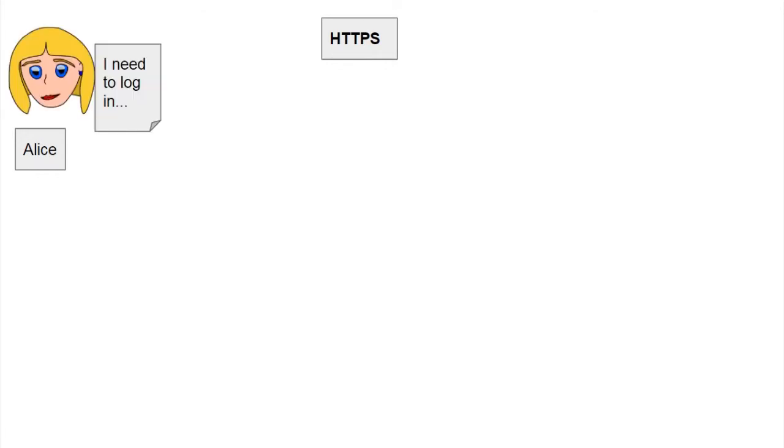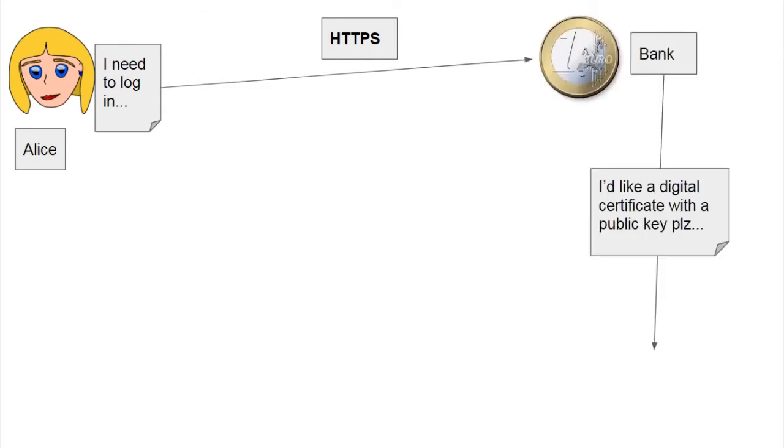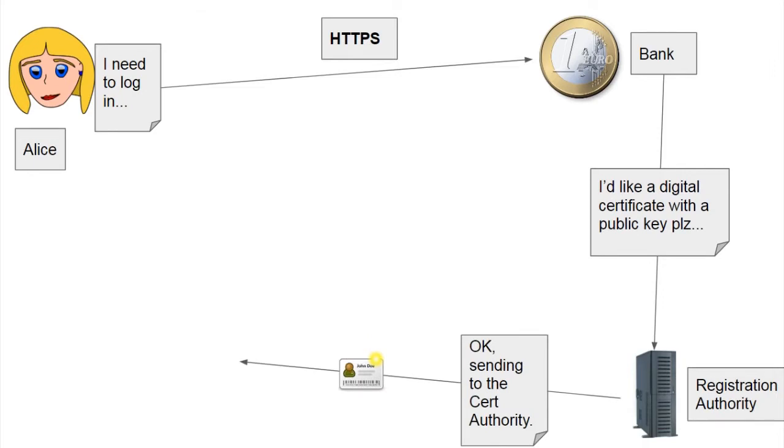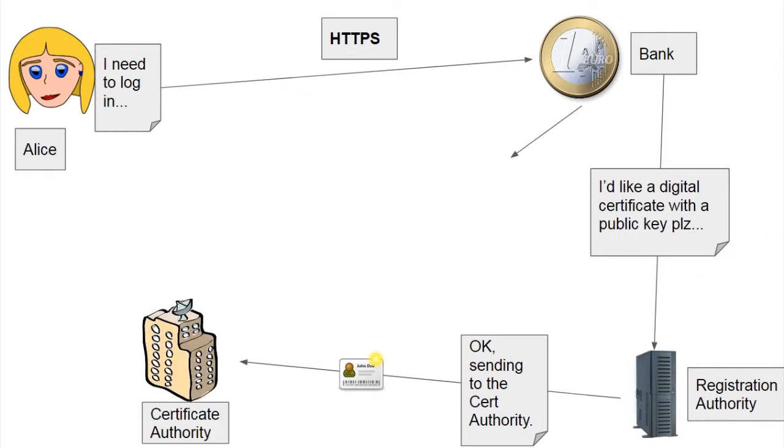When Alice's browser contacts her bank, before the public key is sent to Alice, the bank had requested a digital certificate from what is called a registration authority. The registration authority establishes the certificate and verifies the accuracy of information within it and sends it along to the certificate authority.